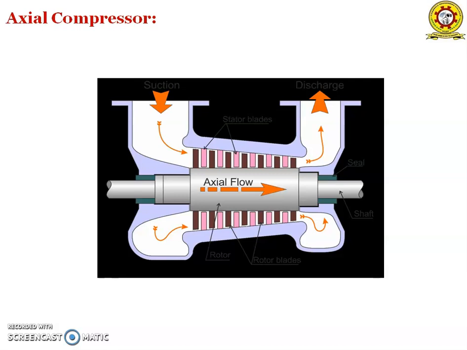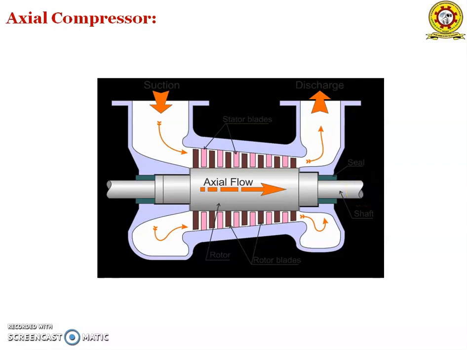Airflow moves along the axis. Rotating blades are attached to the shaft and push the air over. Stationary blades consist of stator blades. As the air velocity is increased by the rotating blade, the stator blade slows it down. As the air slows, the kinetic energy is converted into pressure. Air pressure increases as it moves from stage to stage until it reaches the discharge.